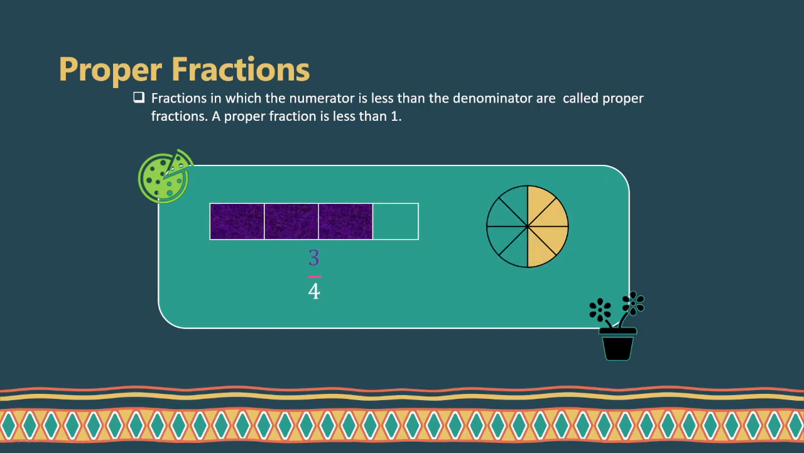Consider this circle. This circle is divided into 8 equal parts and 4 parts are colored. Then this is written in fraction form. This becomes 4 by 8. 4 is the numerator, 8 is the denominator, and 4 is less than the denominator. So these two fractions are called proper fractions.